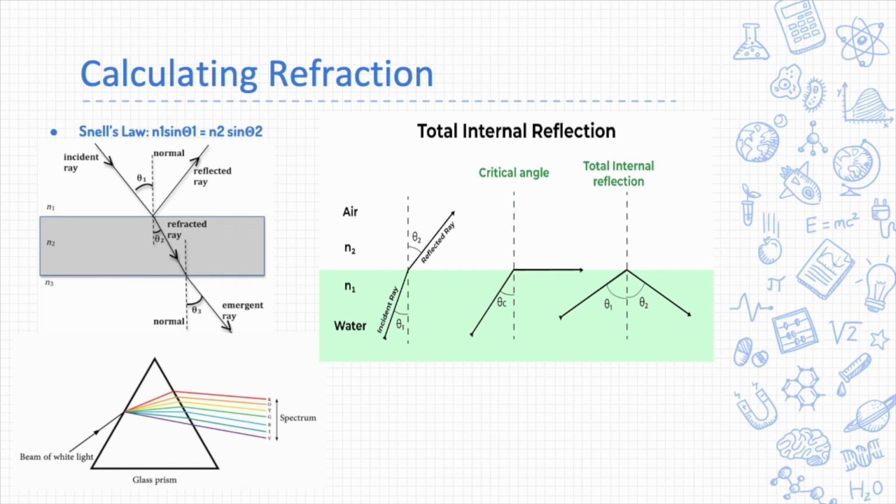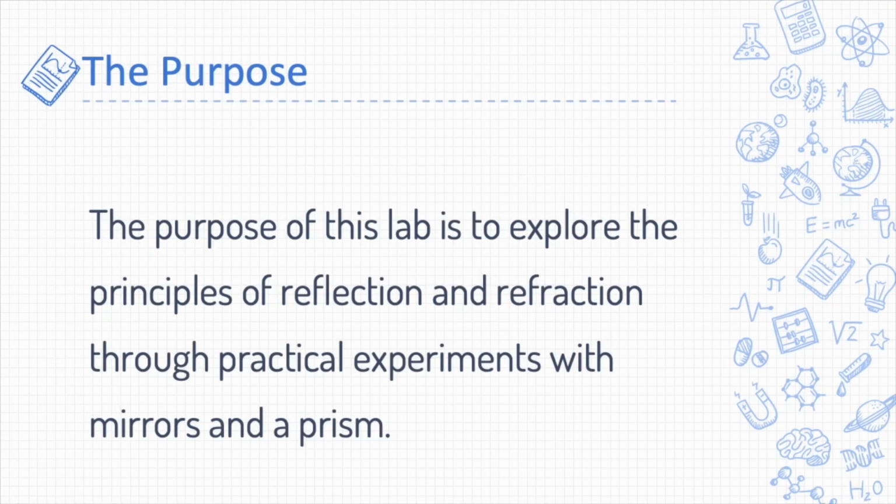We also see that when you use a glass prism and shine a beam of white light through, we should be able to see a spectrum because each of the different colors has different indices of refraction. The purpose of this lab is to explore the principles of reflection and refraction through practical experiments with mirrors and a prism.